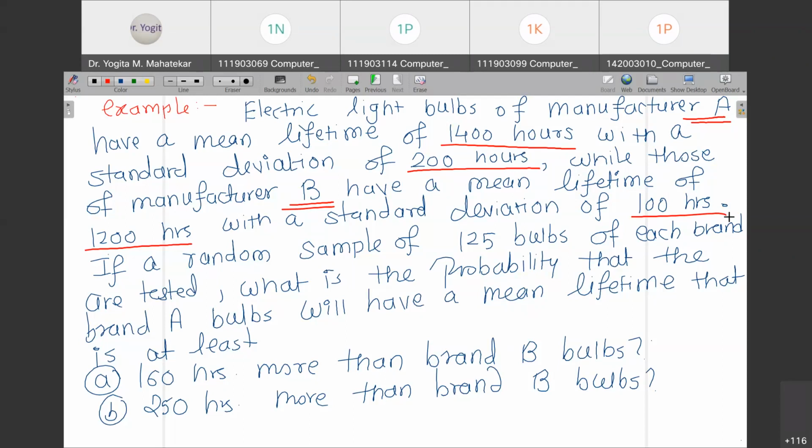If a random sample of 125 bulbs of each brand is taken, what you are going to do is, from the first manufacturer's bulbs, pick up a random sample of 125 bulbs, and from manufacturer B also pick up a random sample of 125 bulbs. So what is your sample size? N1 and N2.